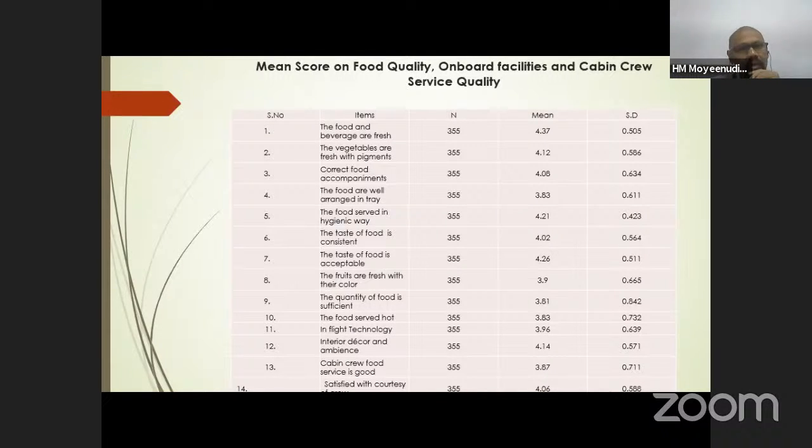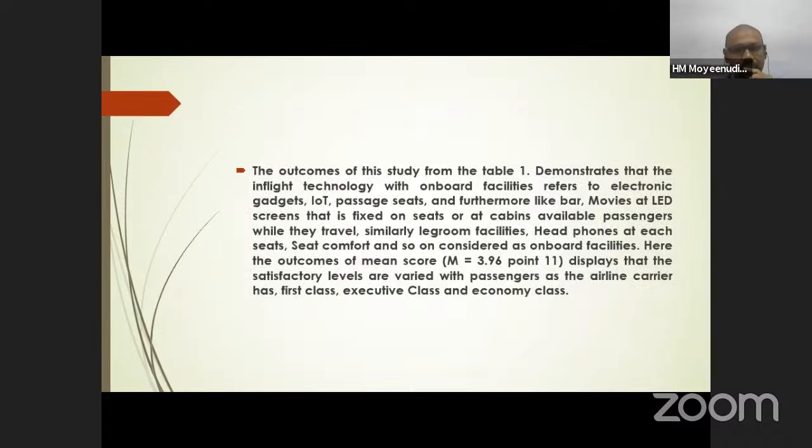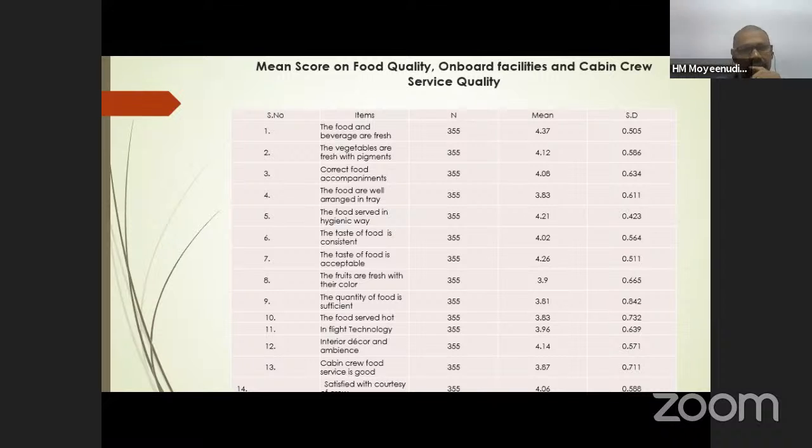Here we can say that the majority of the passengers are satisfied that the food is fresh, and also they are satisfied with the services provided by the cabin crew. A little disappointment comes with the food being served not hot. We can see this deviation is high at some points; for food served is hot, we can see deviation in the standard deviation, and the mean is a little less.